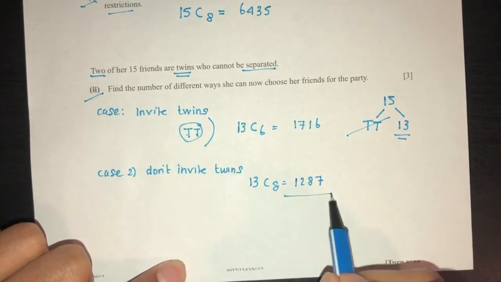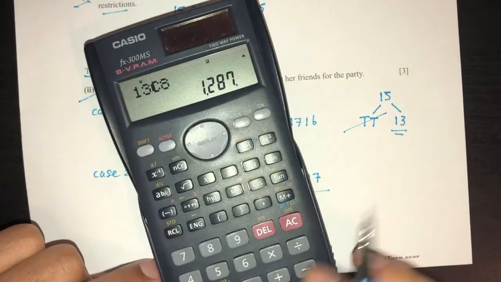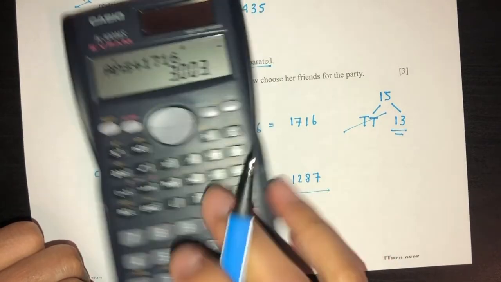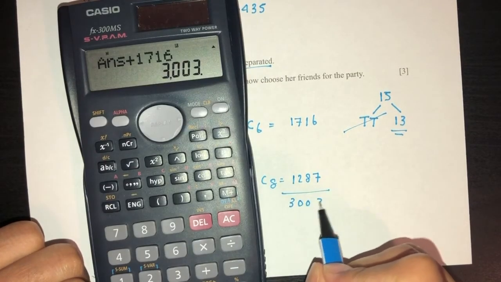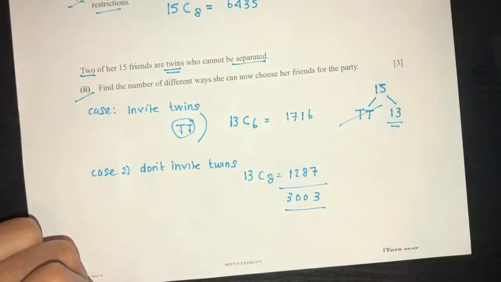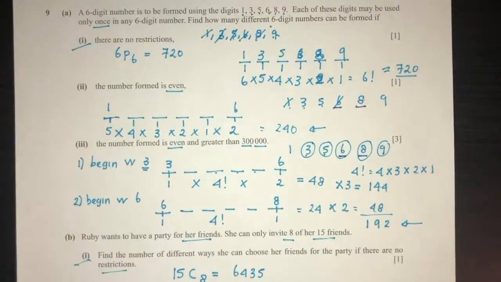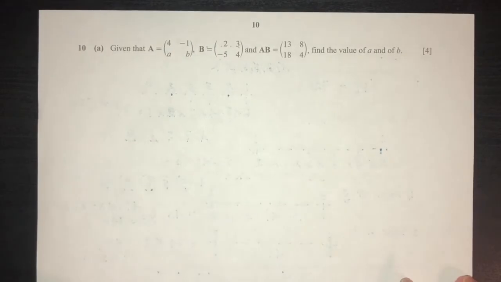Now the number of ways will be, you have to add these 2 plus 1, 7, 1, 6. That should give you 3, 0, 0, 3. And that is your answer for part B. And this is question number 9. Let's move on to question number 10.